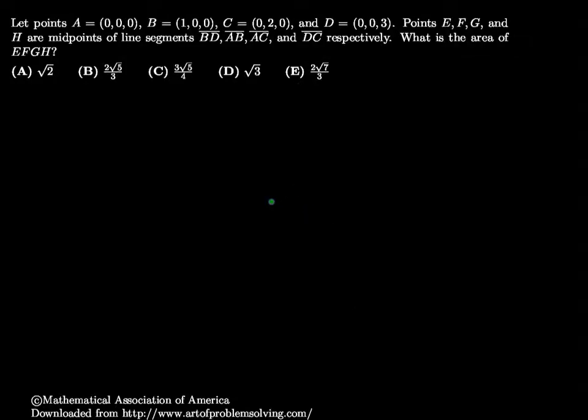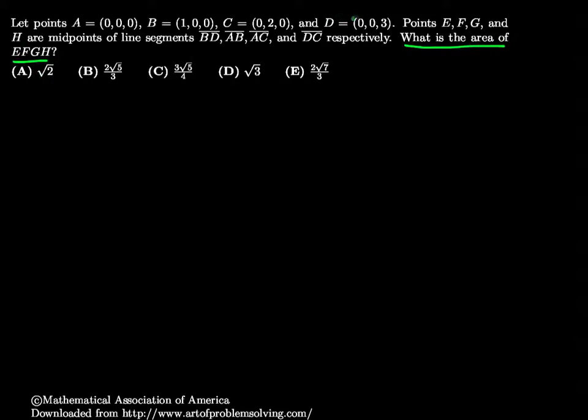Okay, 2012 AMC. This is problem 21 from the AMC 10A. It says let points A at (0, 0, 0), B at (1, 0, 0), C at (0, 2, 0), and D at (0, 0, 3). Points E, F, G, and H are the midpoints of line segments BD, AB, AC, and DC, respectively. What is the area of EFGH?